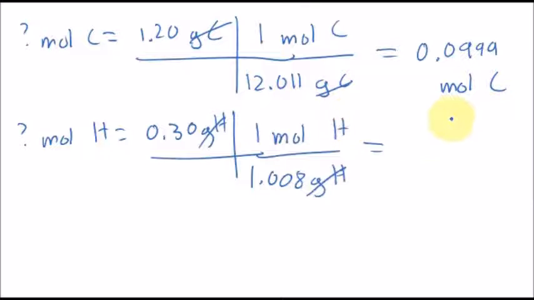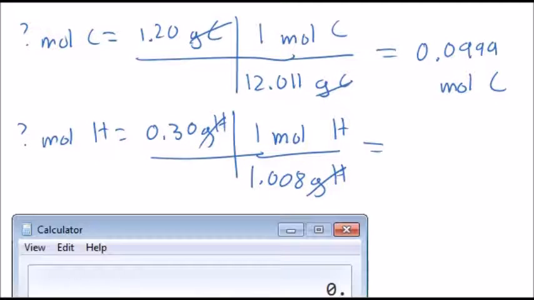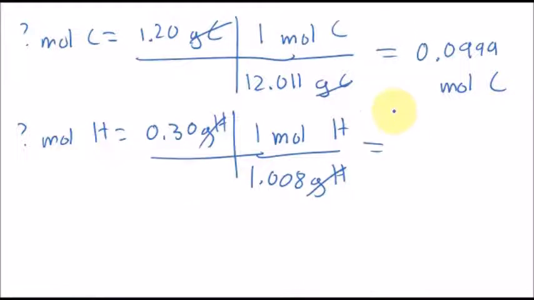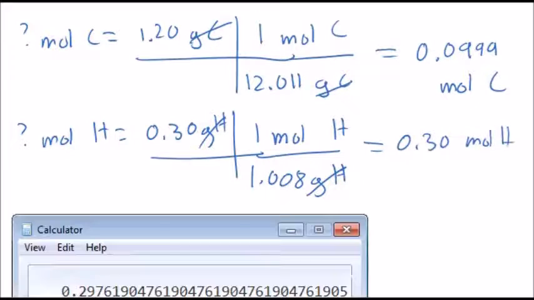Excellent. So from here, let's go ahead and do the math. 0.30 times 1 divided by 1.008 is this. The answer needs to be rounded down to 2 significant digits, so it is 0.30. Is that what I got here? Let me make sure. Yeah, okay.